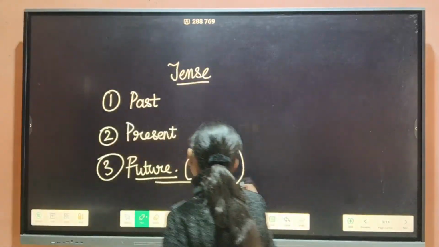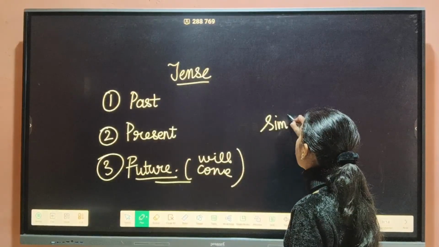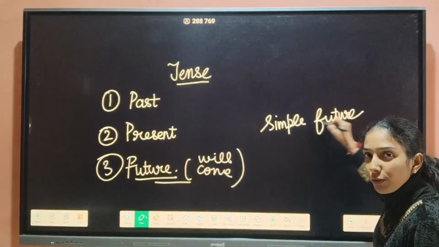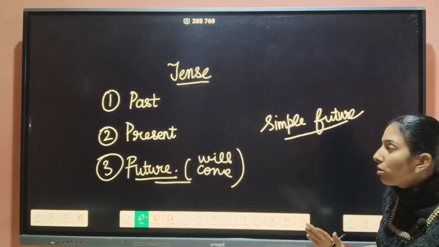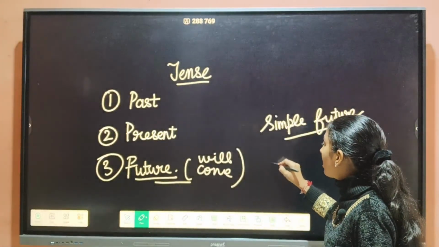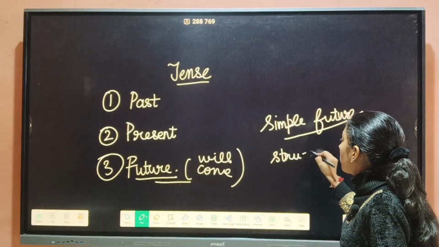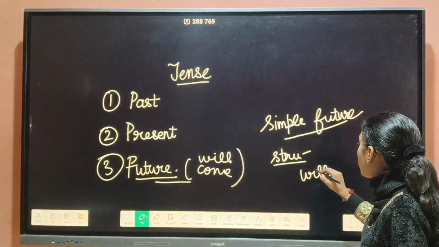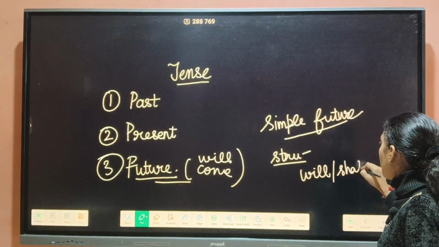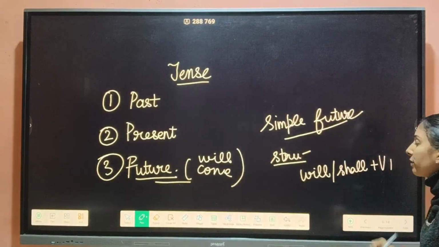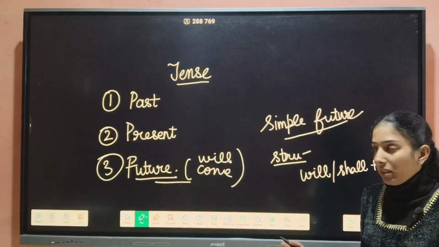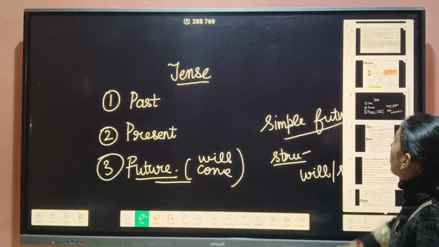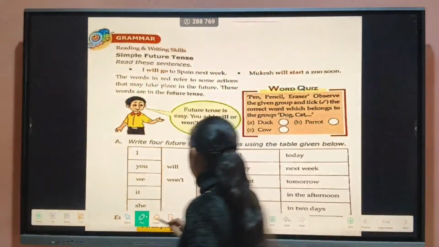So we are going to study our simple future, and as the name is simple future, this tense is also super easy. What is the structure? The structure of this tense is will or shall plus the first form of the verb. So simple. For example, if you see in your book, see here.